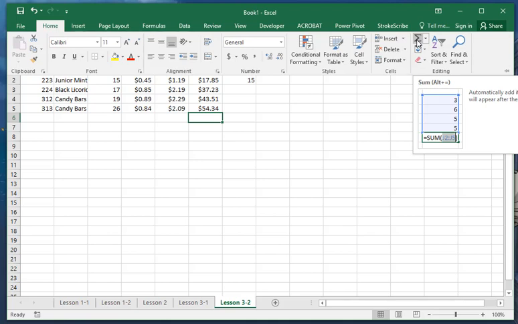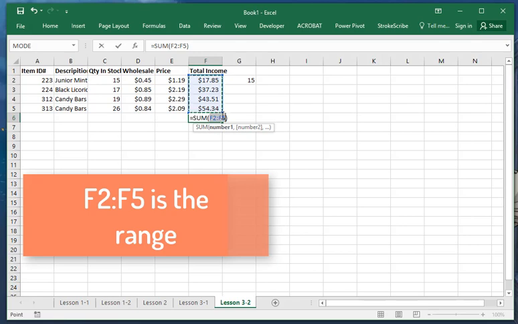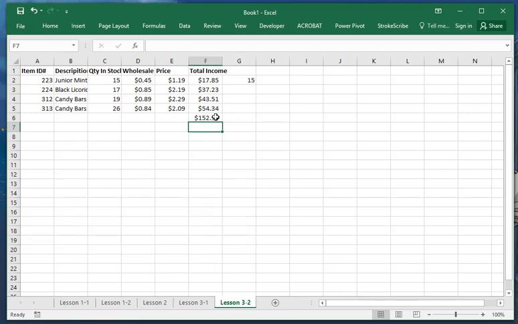I don't really know my Greek alphabet, but this means auto sum, so I click auto sum. And you can see it populated this formula for me, equals SUM F2 colon F5. That colon means through. So it's saying perform this operation on all of these cells, cell F2 through F5. You can see it's got it highlighted for me here. I hit enter. And $152.93. So our entire stock is worth $152.93.